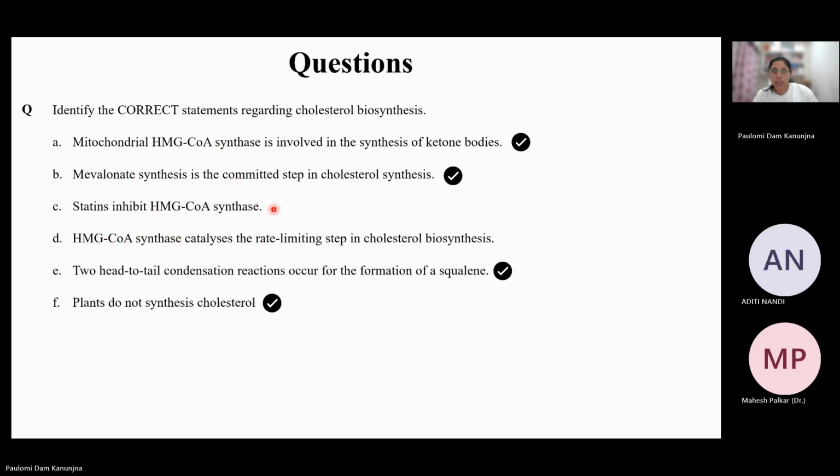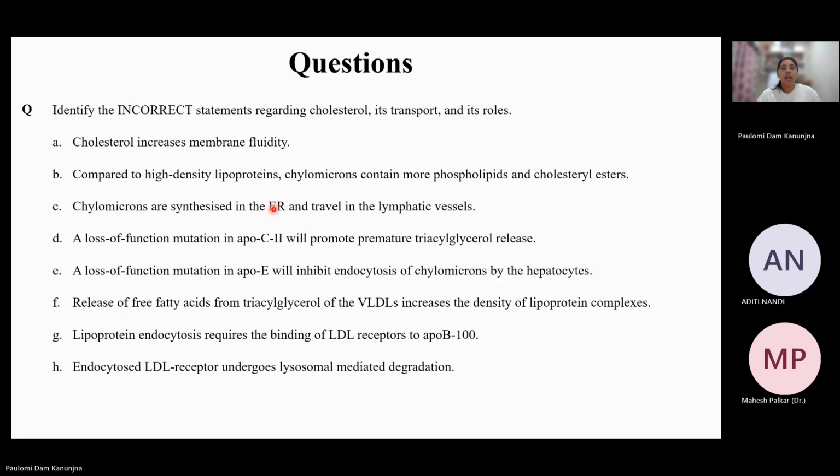Good. Okay, next one. So we have cholesterol transport and different activities of cholesterol. Looking at these options, which ones do you think are incorrect?